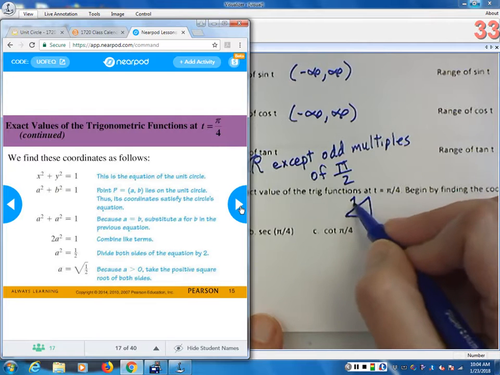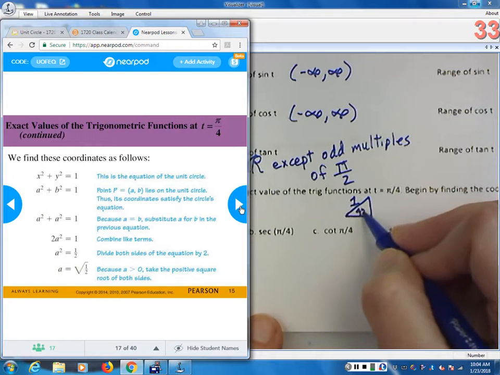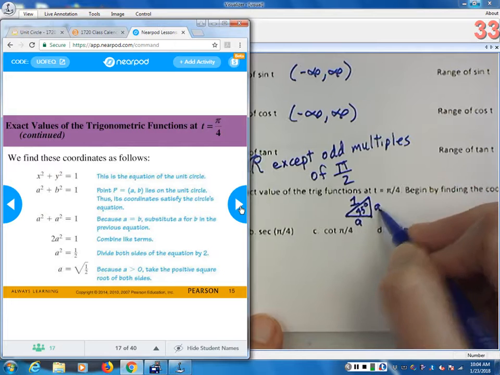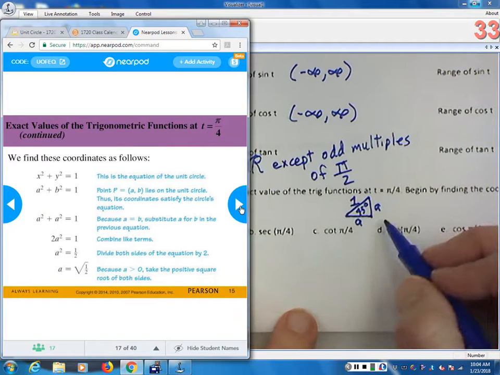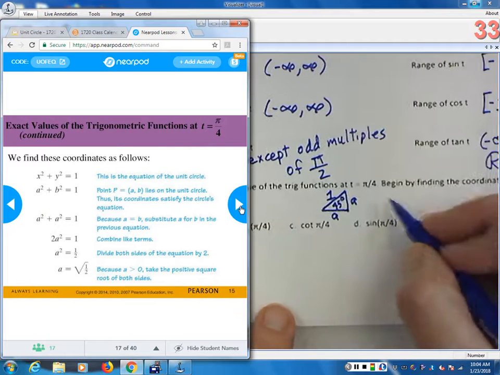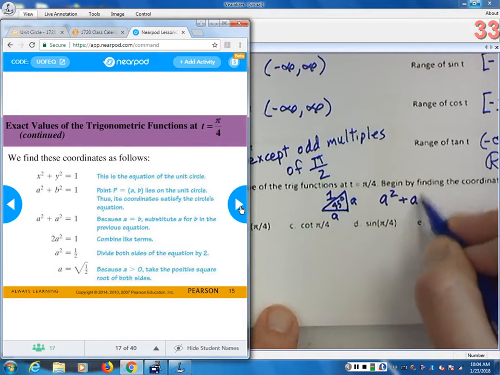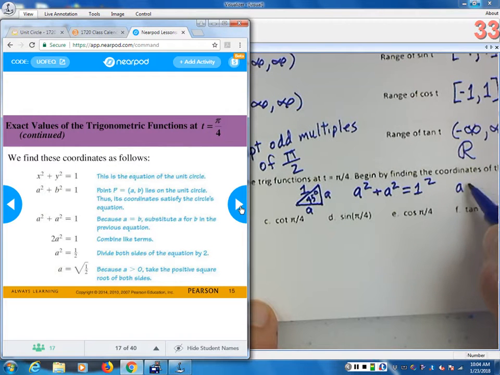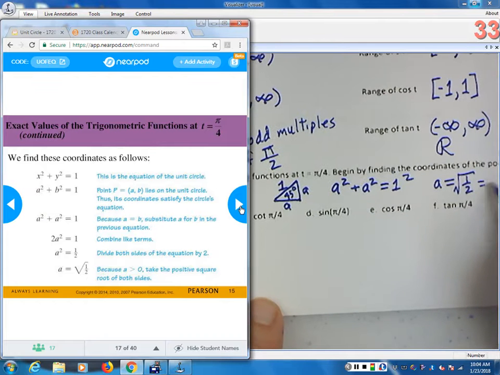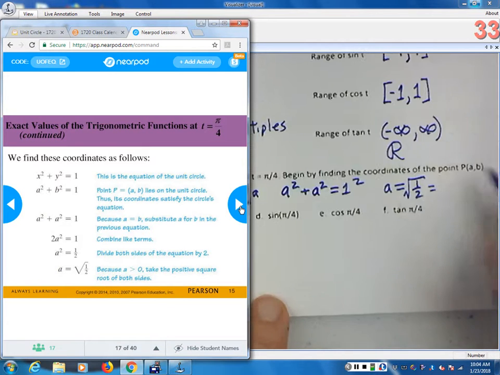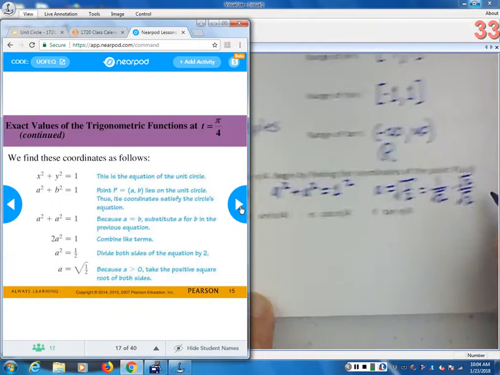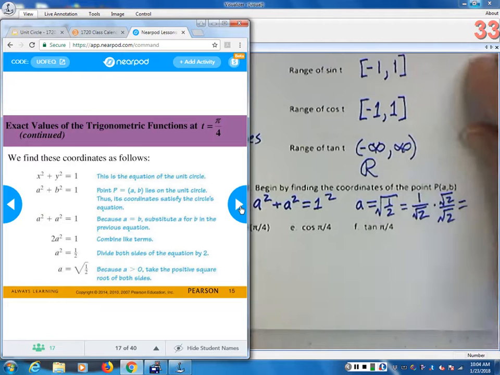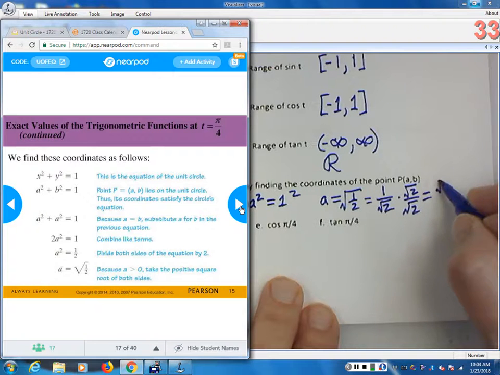You've got one, and at 45 degrees, a is going to equal b. So we'll have two a's here. Using the Pythagorean theorem, a squared plus a squared equals 1 squared. When we solve that, we end up with a equals the square root of 1/2. We have to rationalize that: 1 divided by the square root of 2, times square root of 2 over square root of 2. That's why we write it as square root of 2 over 2.